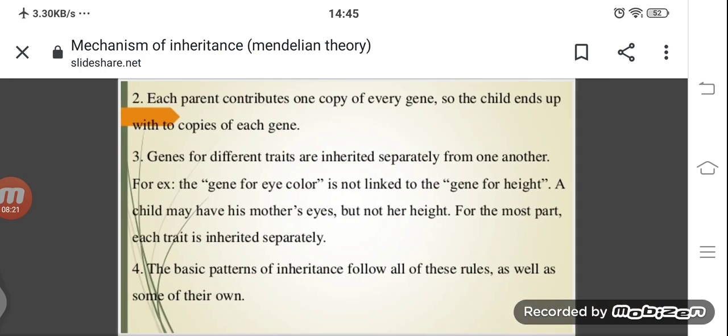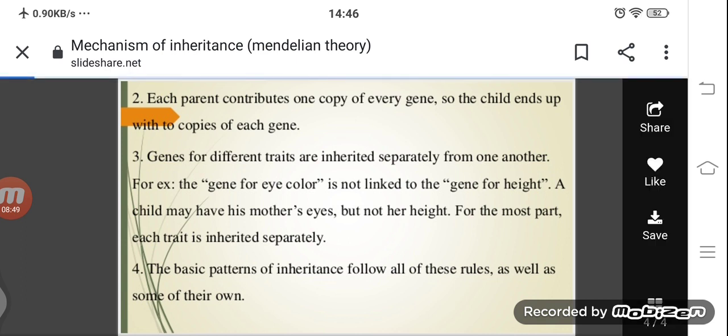And rule number 2: each parent contributes one copy of every gene, so the child ends up with two copies of each gene. Parents contribute only one copy of each gene. One copy of each gene means a total of how many pairs? 23 pairs. Each pair consists of two genes: one gene from the mother, one gene from the father. And the next one, rule number 3.